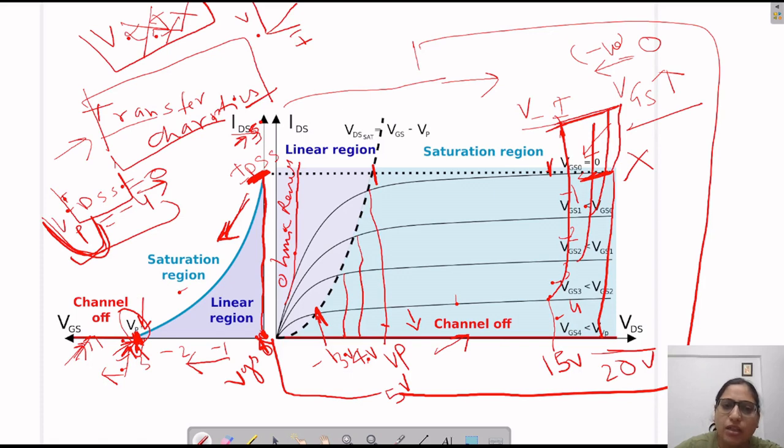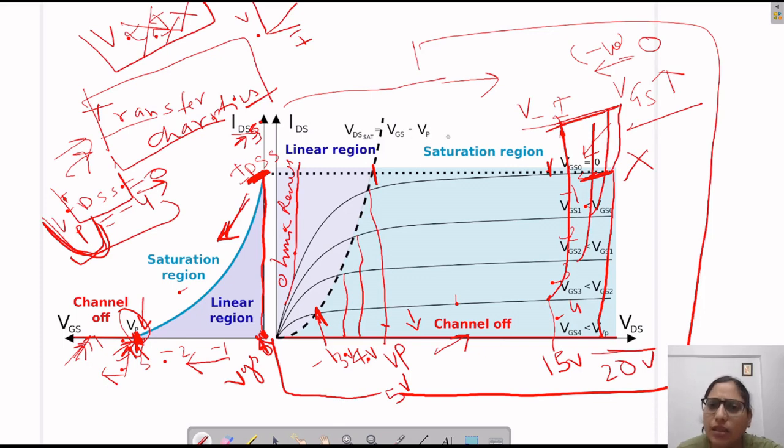This is also the pinch off voltage definition. We can consider it for transfer characteristics, and the pinch off voltage definition. After that, current saturation happens in the VI characteristic, while after that current becomes 0 in the transfer characteristics. So these two characteristics are a little different from each other.